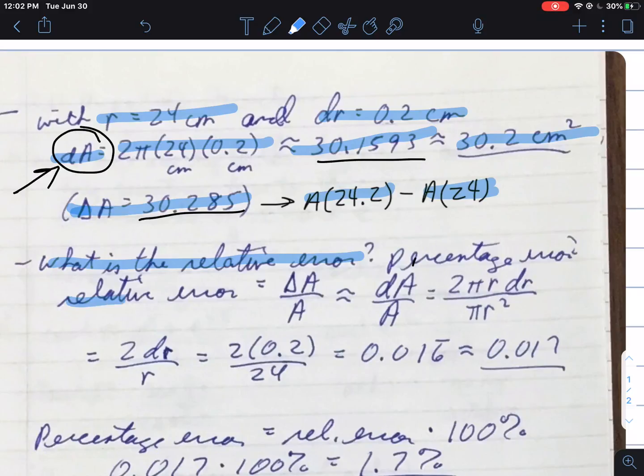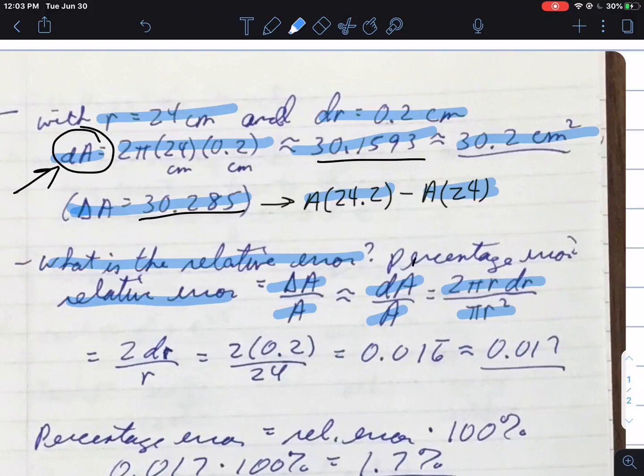The relative error is defined as the ratio of the error in the measurement to the actual measurement. So in this case, it's delta A divided by A, or we're using dA to approximate delta A, so dA divided by A. Now you can do this one of two ways. You can use the formulas themselves, because this is the formula we found for dA. dA was 2 pi r dr. And then we also have the formula for area, which is pi r squared, and so you can set up the formulas.